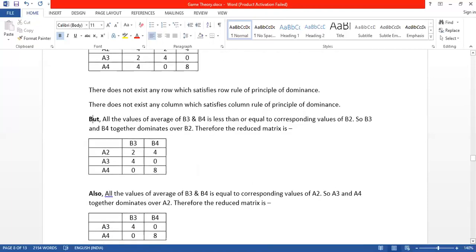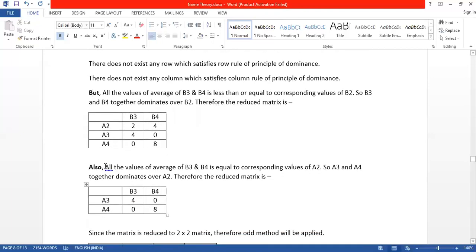Now, also all the values of A3 and A4. Since we have done a column operation here, we will now do a row operation. All the values of the average of A3 and A4. Let me take the A3 and A4 average. 4 plus 0 divided by 2 is 2. 0 plus 8 divided by 2 is 4. So both are equal to A2.